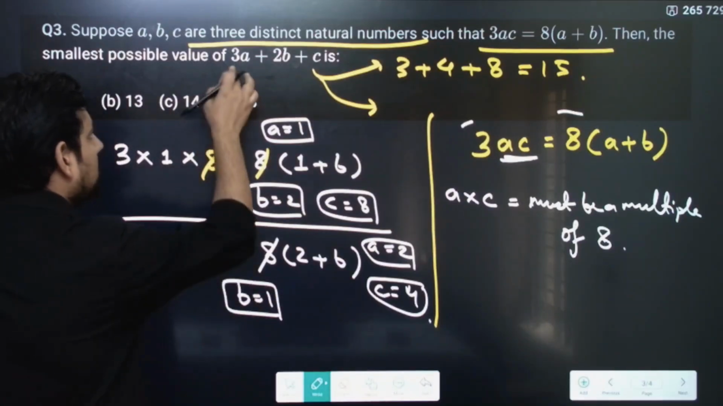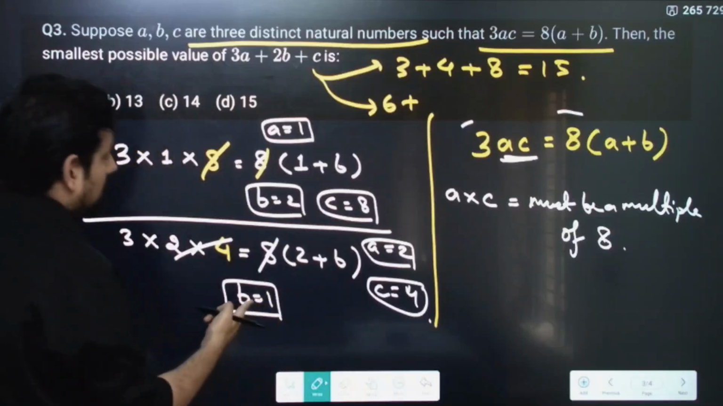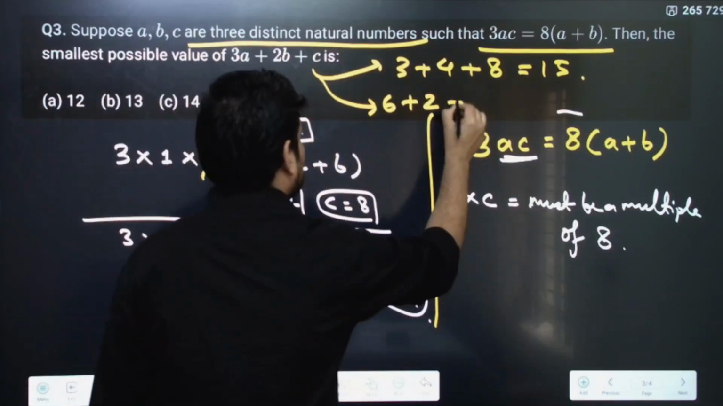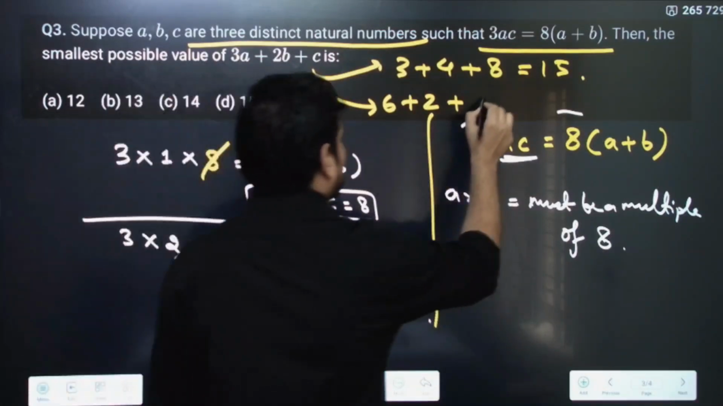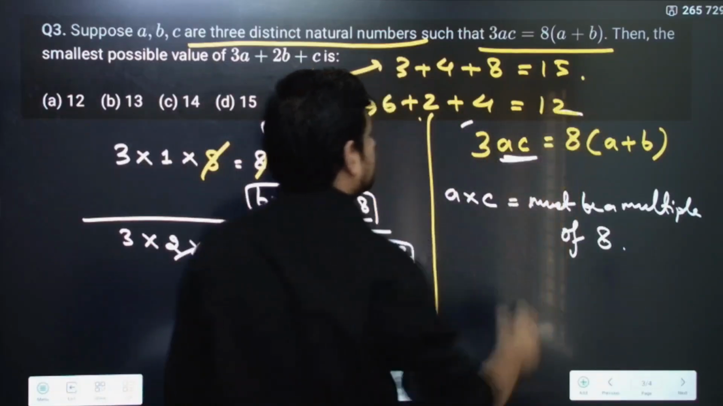Now let's check this also. So you put 2 here, 3 2s are 6 plus. Now 2 1s are 2 plus. C is 4. So what I got? 6 plus 2 is 8. 8 plus 4 is 12.